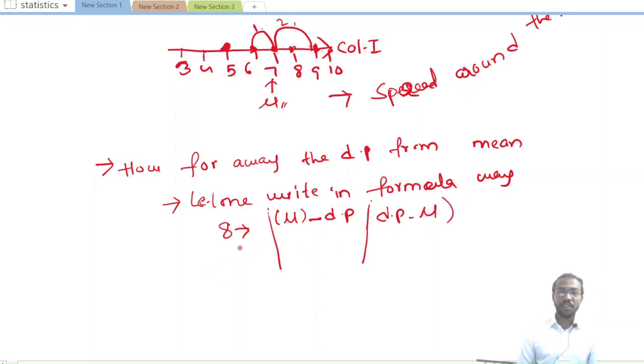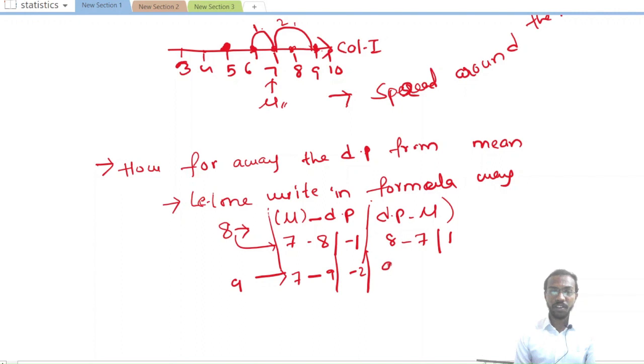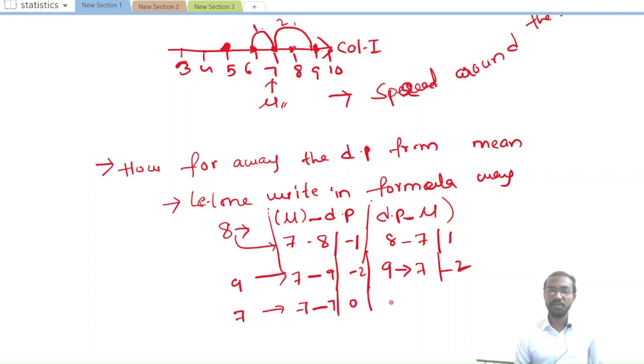For the 8, the mean is 7 and the data point is 8, and with mu minus data point the result is minus 1. With data point minus mu, the result is 1. When we take 9 as the data point, the mean is 7, and mu minus data point gives minus 2, while data point minus mu gives 2. For 7 as the data point, the mean is also 7, and the difference is 0 either way.